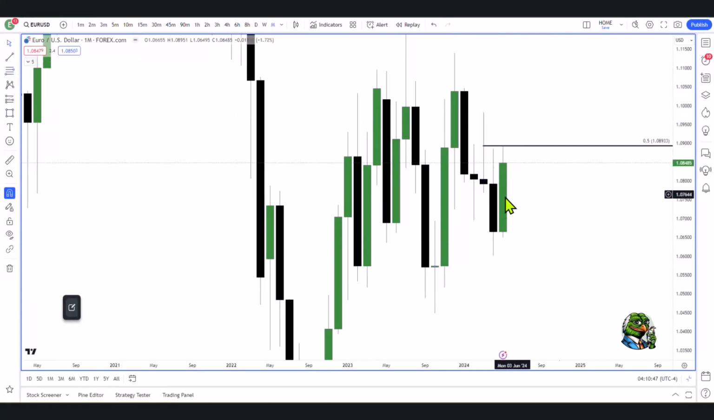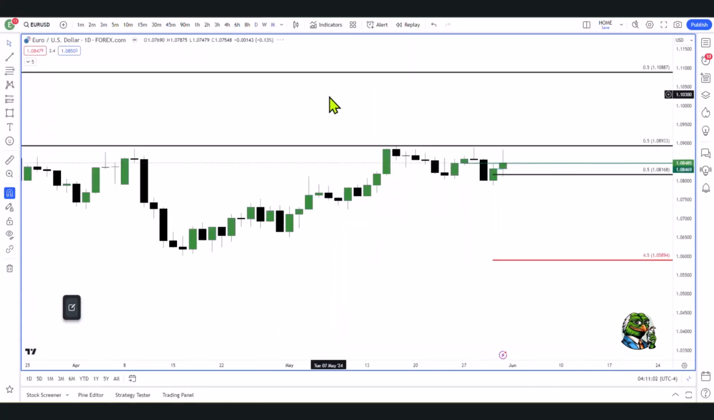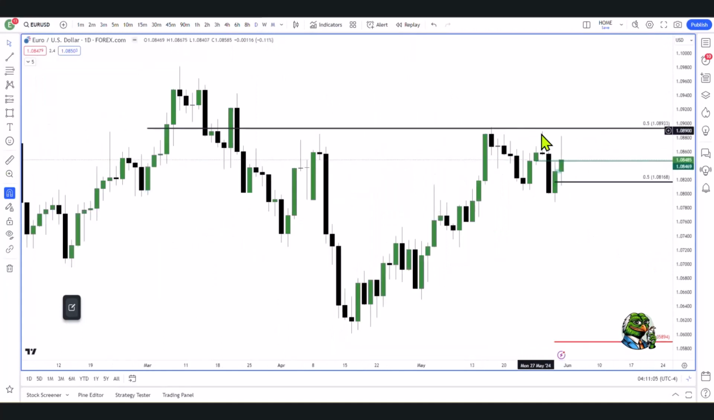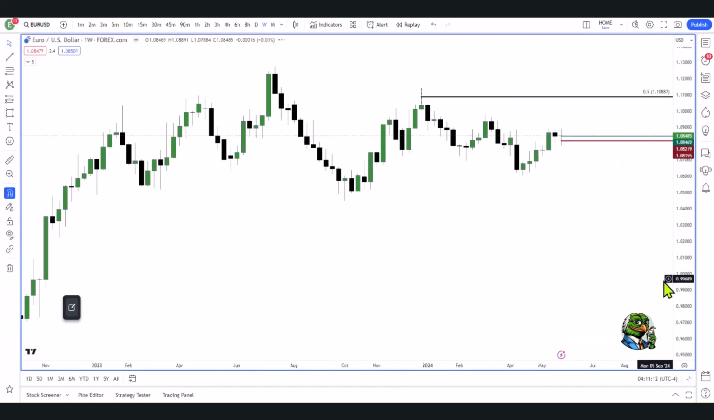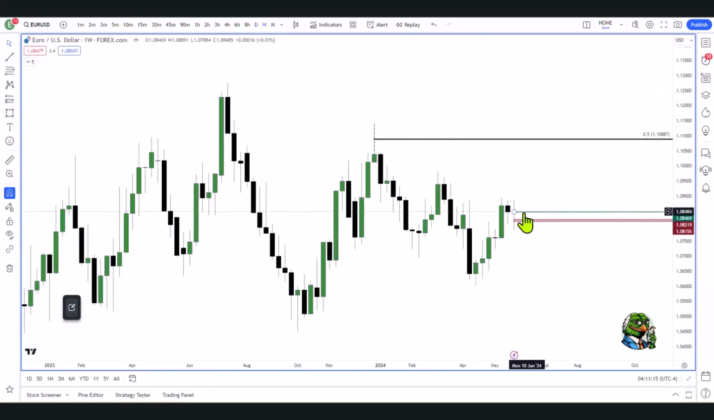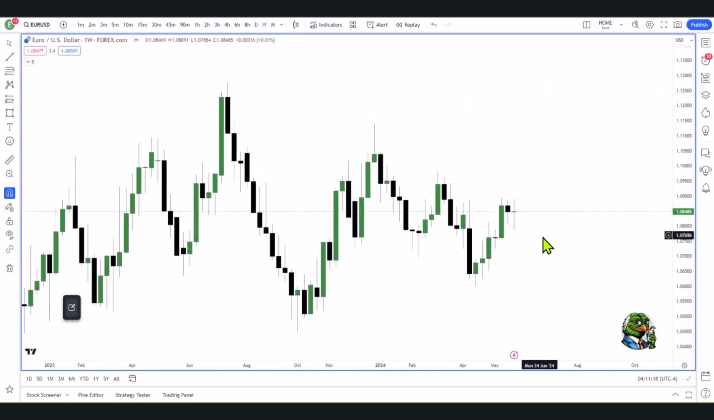Now you can see that in this current month we've come right up to that 50%, up to that 1.09. So that is possibly a level of resistance. But on the daily charts I think we still need to go slightly higher, to perhaps take out some of these highs, and the weekly also is showing us relative equal highs that I also believe need to be taken out.